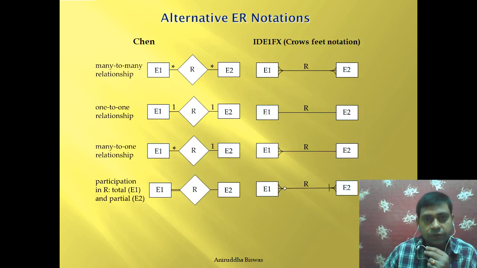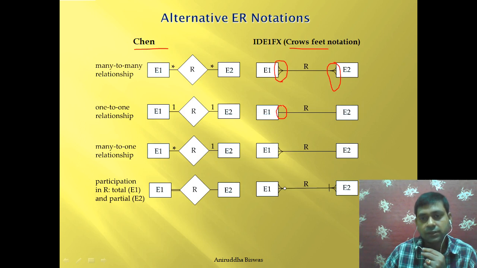Now these are two different models of notation. One is Chen model, another is crow's feet notation. So in the Chen model, many to many representation is like putting a star both side, and in crow's feet model, you see here it is like the feet of the crow. So that is why many to many is represented like this, but if there is only one to one, then nothing is there, and this is again many to one, and that in Chen model it is represented by star, it means many, and if it is one, that means we are putting a numeric one.